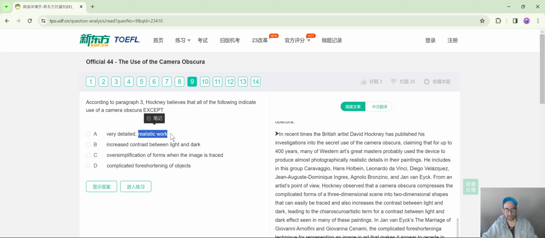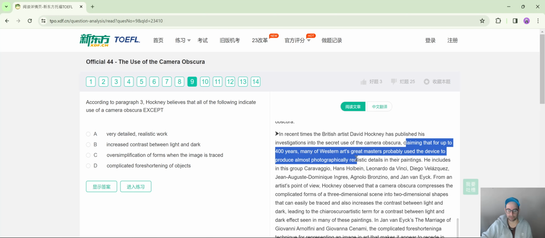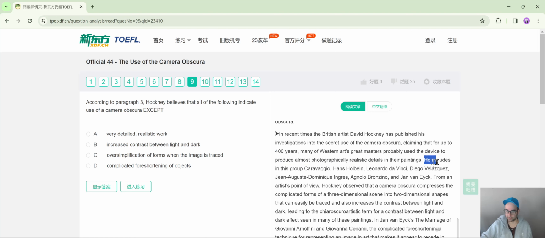Very detailed, realistic work. Okay, claiming that for up to 400 years, many of Western art's greatest masters probably used a device to produce almost photographically realistic details. That's it. Photographically realistic details, very detailed, realistic work. It's synonymous. They're just paraphrasing here. A is true, can't be the answer. What about option B? Increased contrast between light and dark. So reset, come here, just in case you miss it. Claiming that for up to this, okay, light and dark, contrasting it.